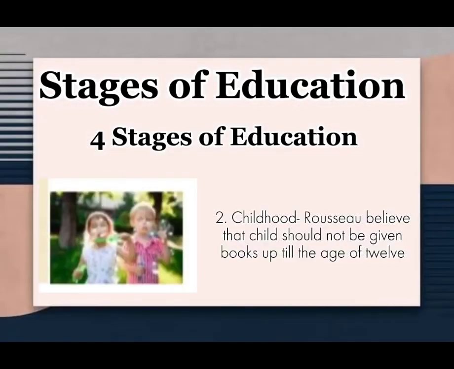Next is childhood. Rousseau believed that the child should not be given books up till the age of 12. The child must learn through experience. The child learns naturally through his own actions and starts developing the ability of reasoning. Also according to Chandra and Sharma 2006.